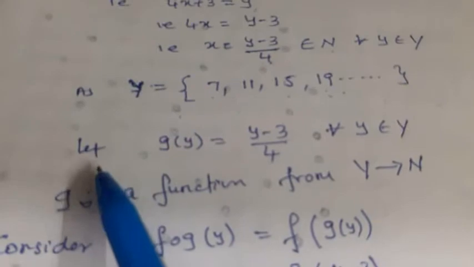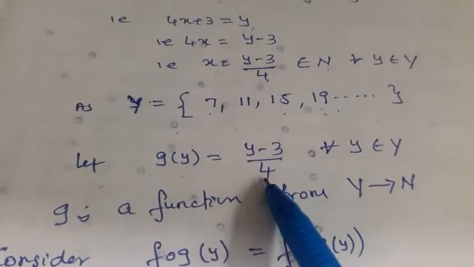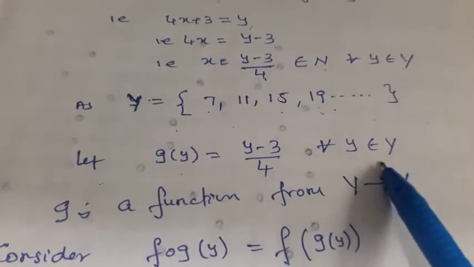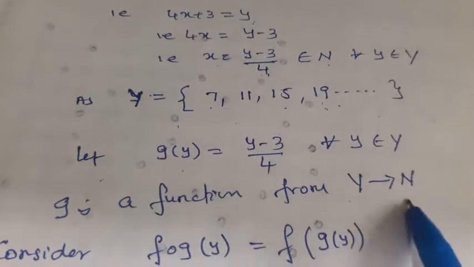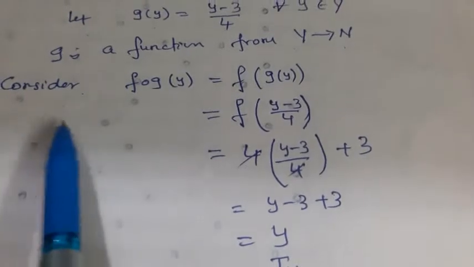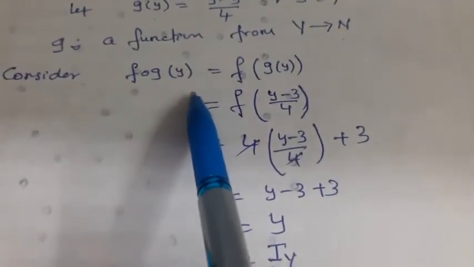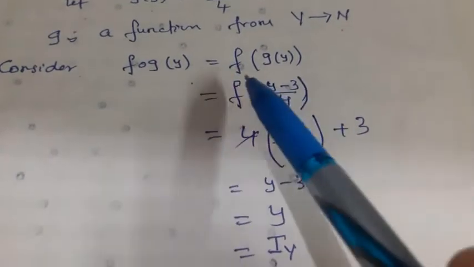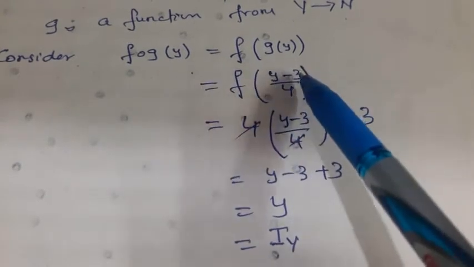And let us take g of y as x, that is (y minus 3) by 4. Let g of y is equal to (y minus 3) by 4 for all y belongs to Y. Now g is a function from Y to N. Now you have to show that g composite f is the identity function, and f composite g is also the identity function.